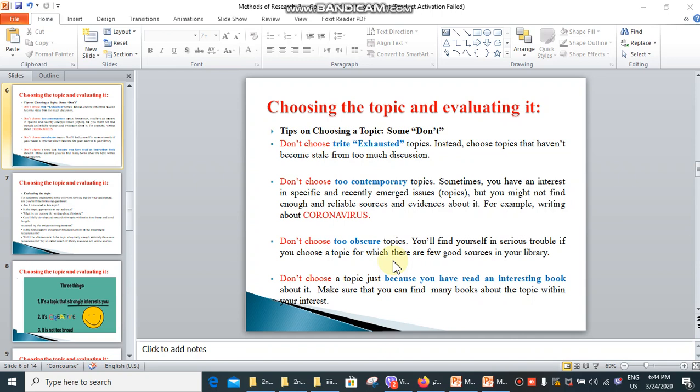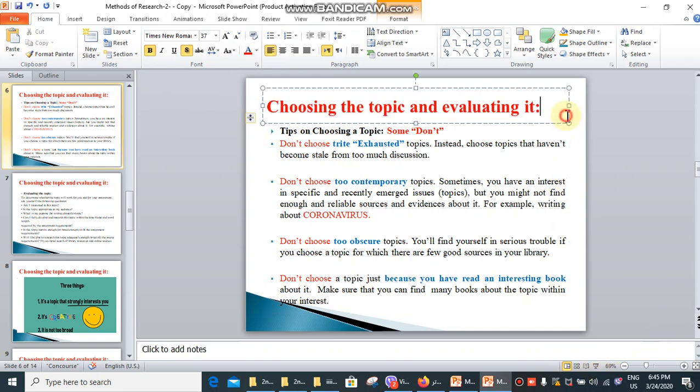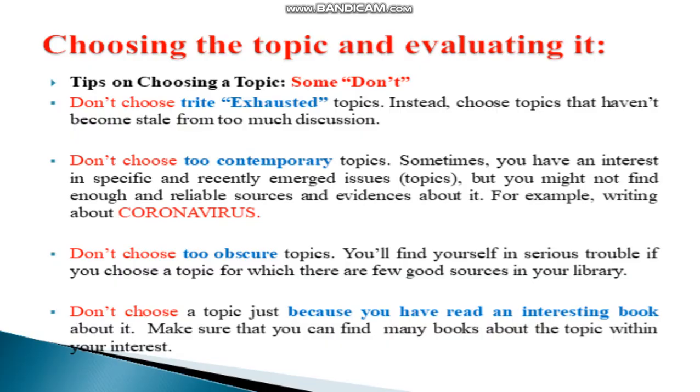that you need to avoid when choosing the topic of your research paper. So the title of this slide is Tips on Choosing a Topic: some don'ts. It is meant by some don't points, some points that you need to avoid when selecting the topic of your research paper. So what are these points that we need to avoid when choosing a topic for our research paper?